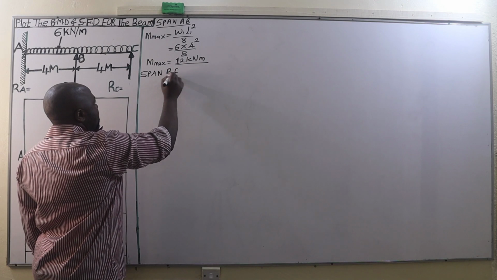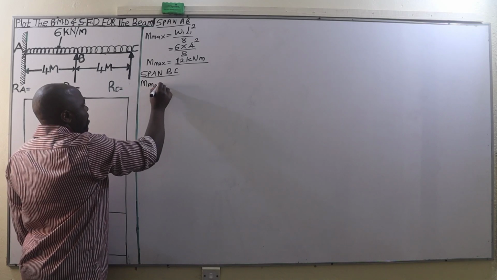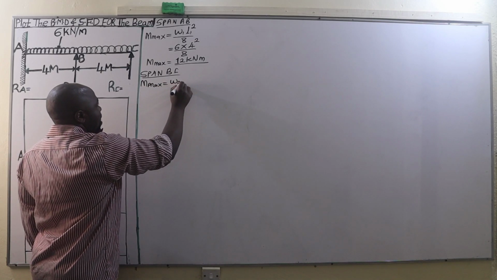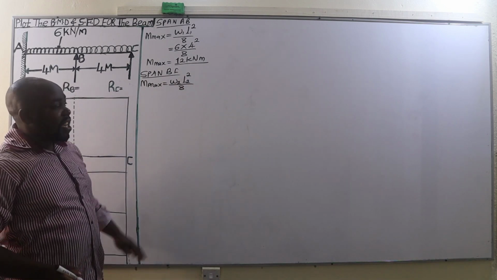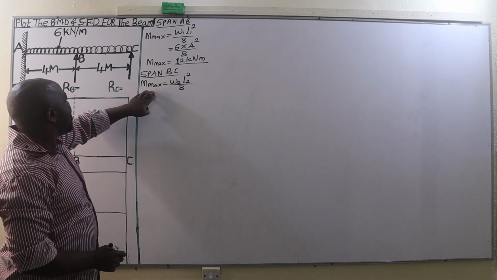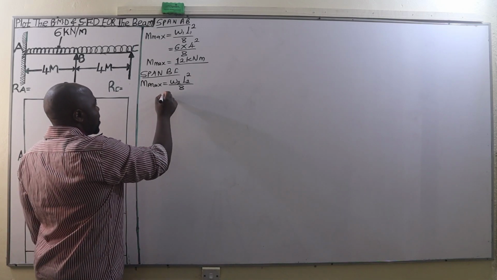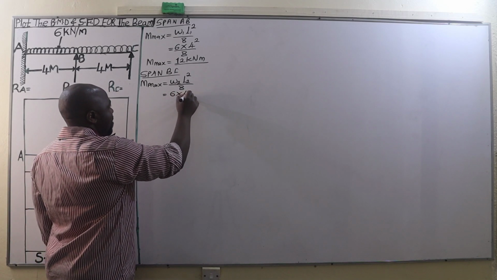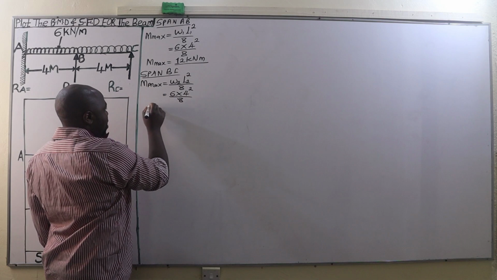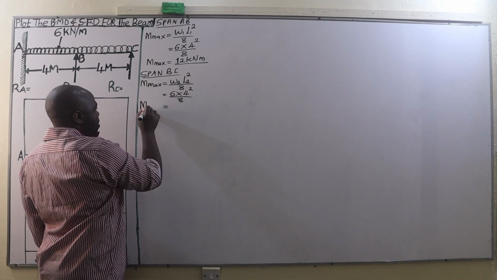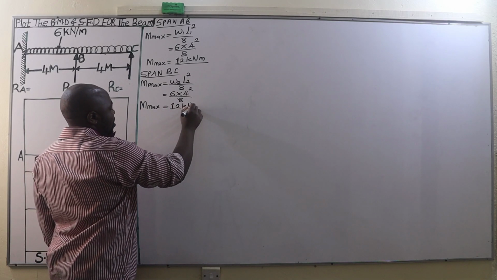Therefore, we go to the span B to C, and the maximum bending moment will be given by W2 L2 squared divided by 8. That's the formula of calculating the bending moment when we are dealing with a uniformly distributed load. So in this case, this is going to be 6 multiplied by 4 squared. The span BC is also 4 as well, and then we divide this by 8. And when we do so, we are going to have a maximum bending moment of 12 kilonewton meters.